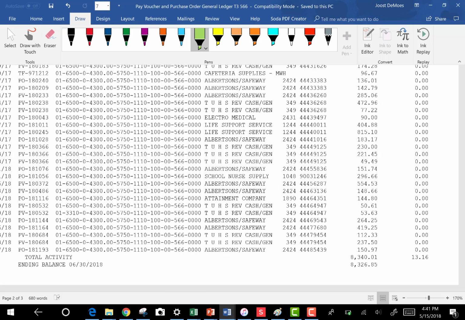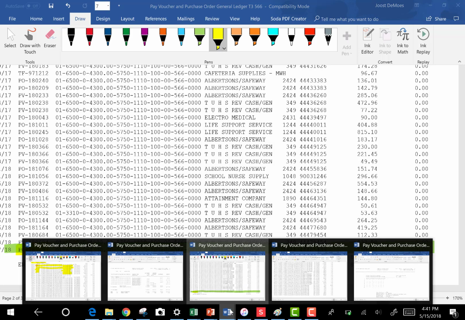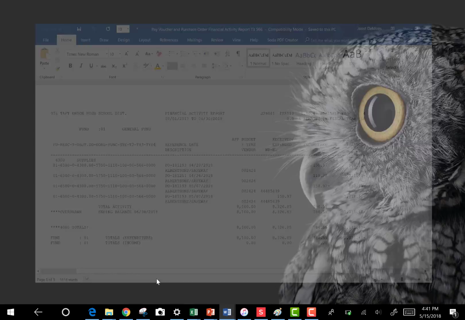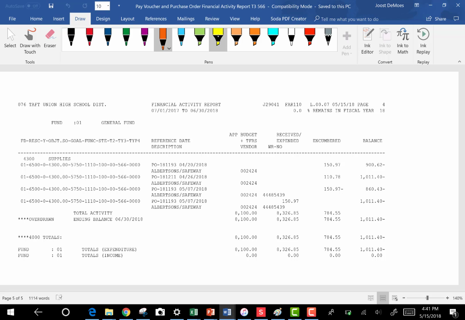This screen is going to highlight a particular purchase order that is located in our general ledger, and we're going to focus on this purchase order right here. The purchase order number that we're looking at is purchase order 181193. This is a general ledger of what a purchase order would look like. But now we're going to look at the financial activity report, which will give us greater detail on how a purchase order works.